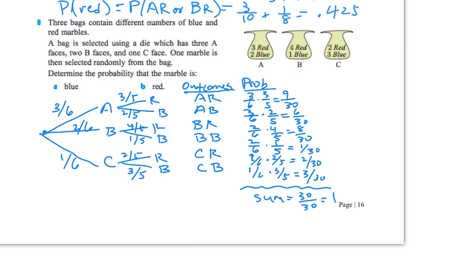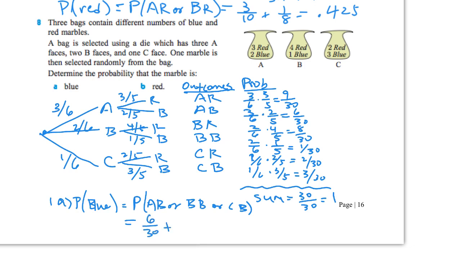All right, so to answer the questions, what's the chance that we ended up with a blue disc in part A? P blue. Okay, so blue, that means we picked bag A and got a blue, or bag B and got a blue, or bag C and got a blue. So we just add up those branches. Bag A, blue, 6 out of 30. Bag B, blue, 2 out of 30. Bag C, blue, 3 out of 30. That adds up to 11 over 30.